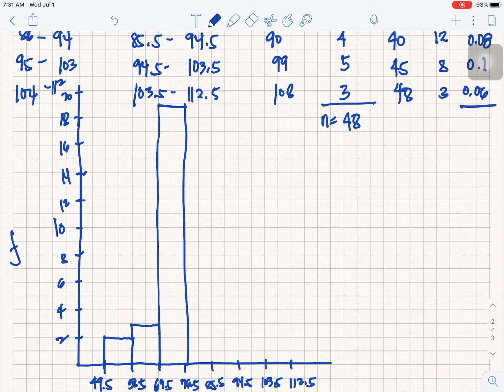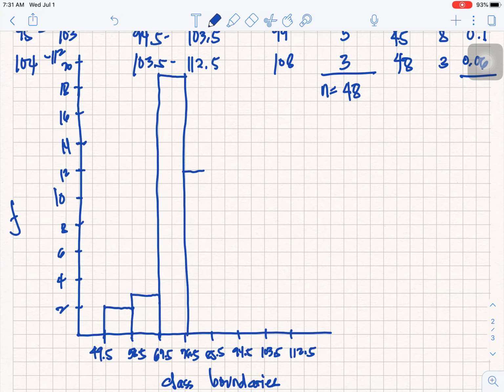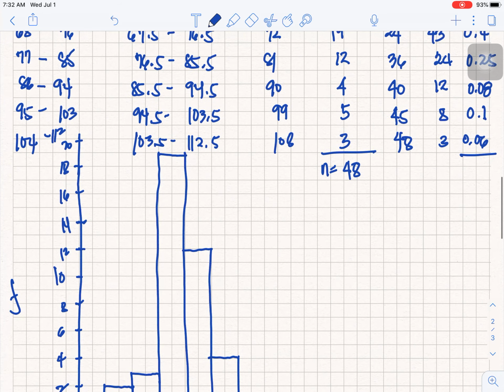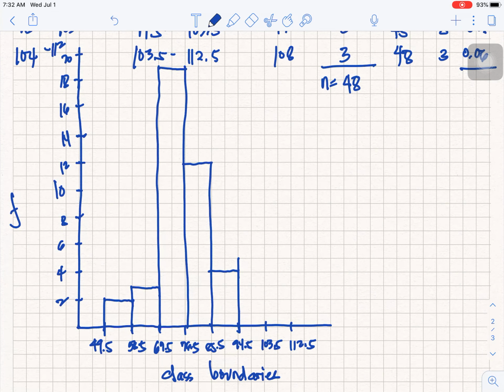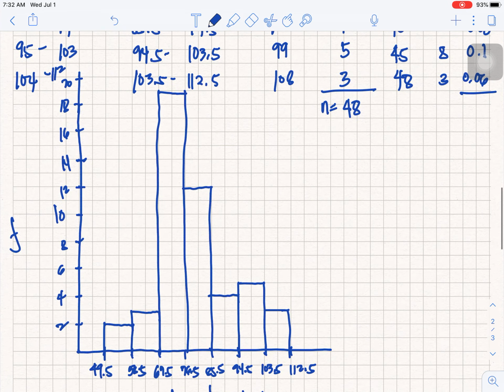Next we have 12. Okay, so we have there 12. Then next 4. The next is 5. Then next is 3. Okay, there you go. This is our histogram.